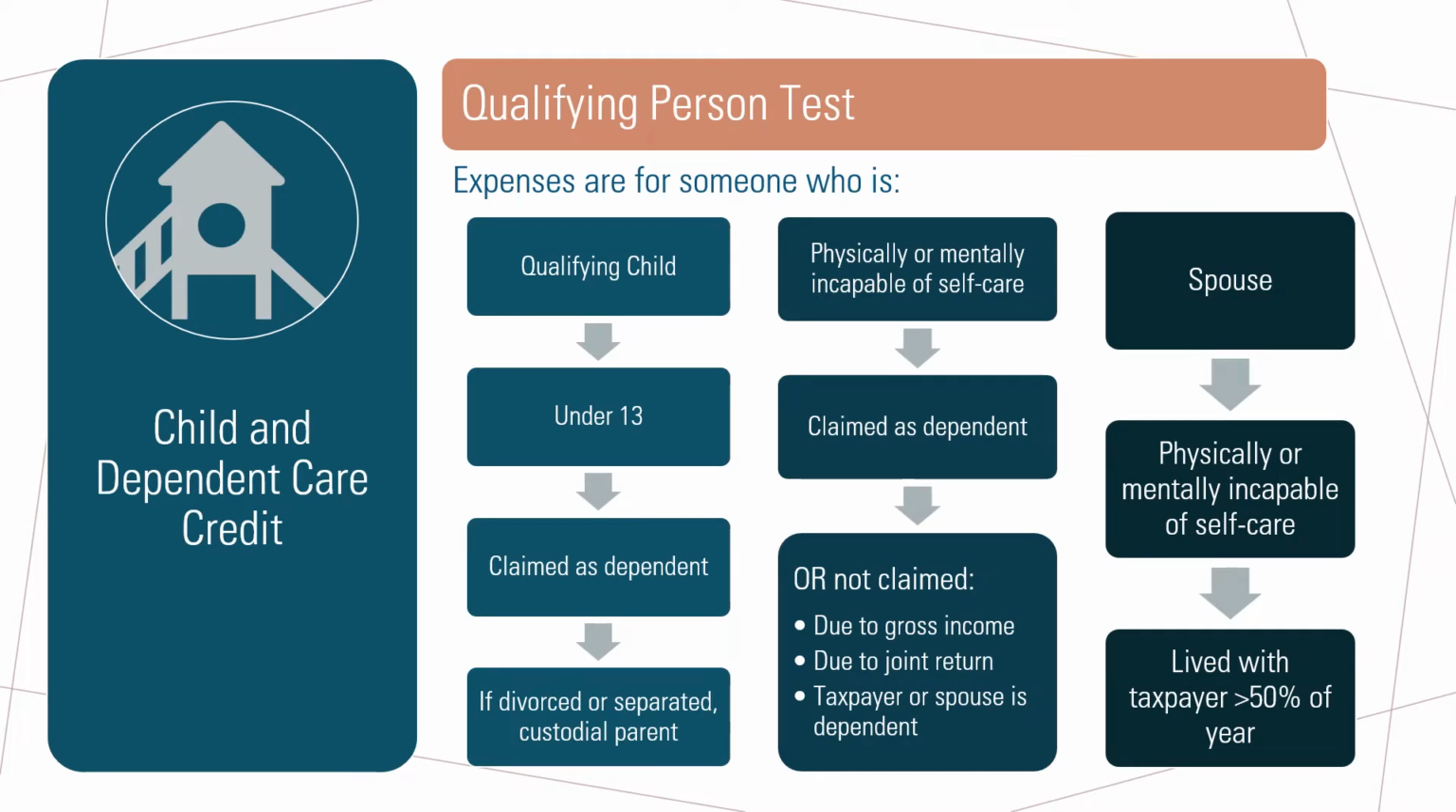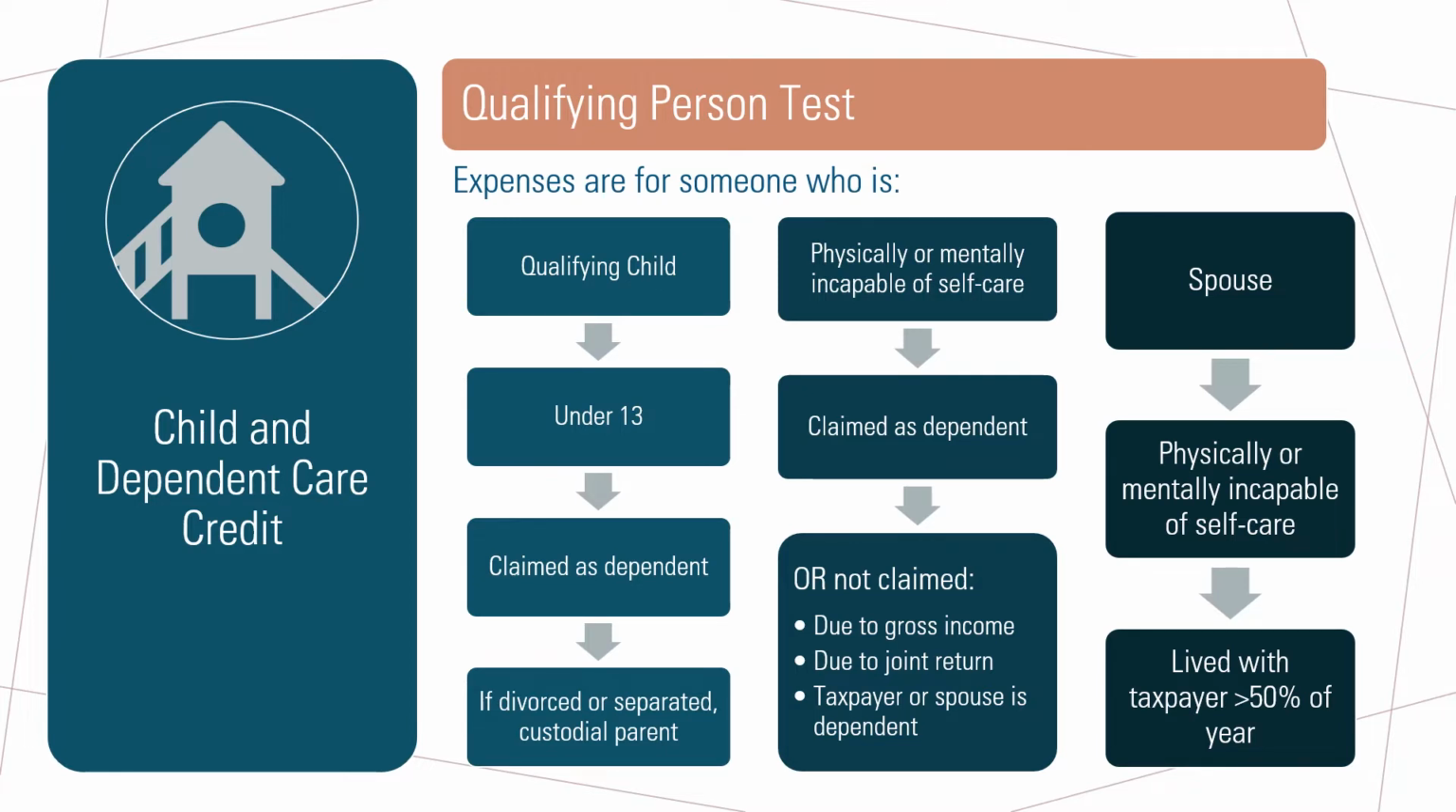Our qualifying person test refers to the person that our taxpayer is trying to claim they had expenses for. There are 3 categories. One category is a qualifying child. And this qualifying child needs to be under the age of 13. They need to be claimed as a dependent.